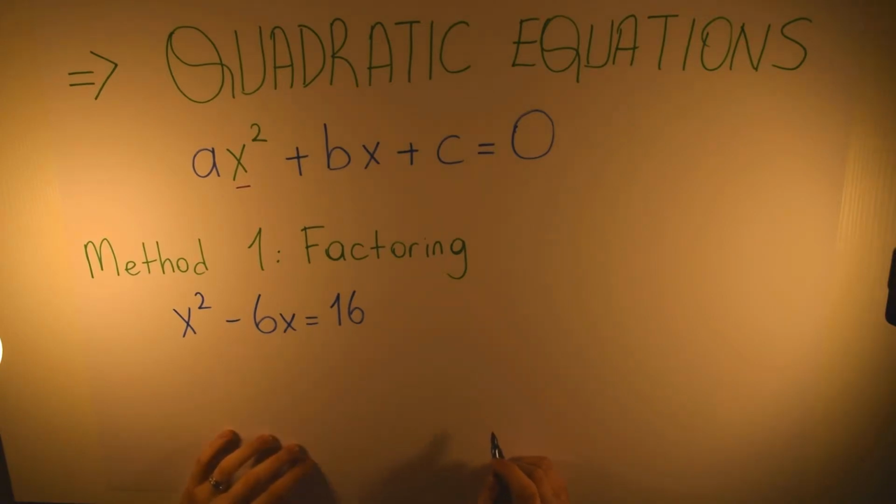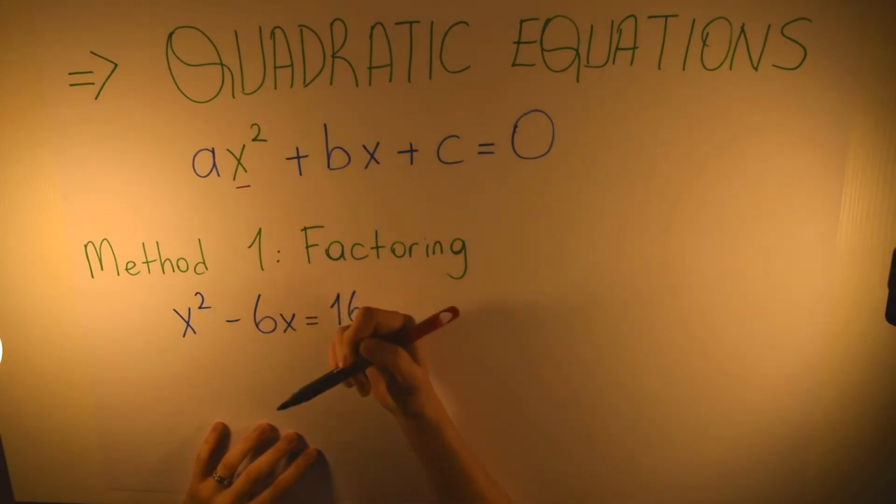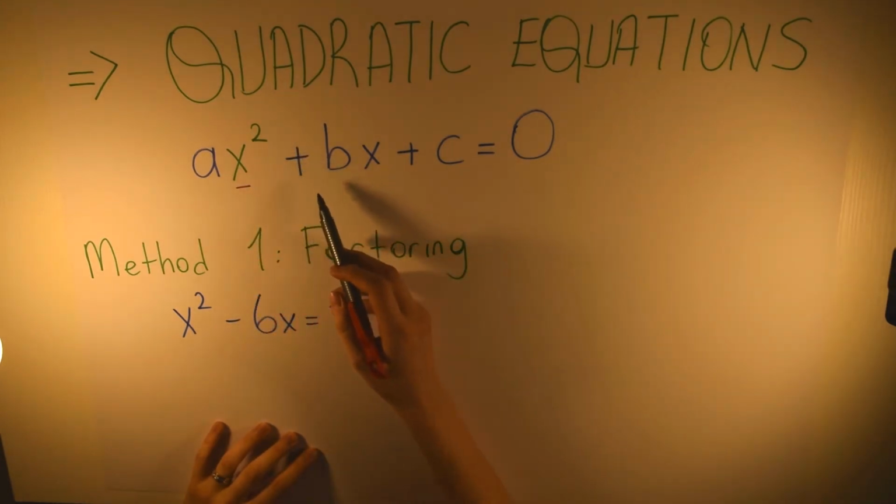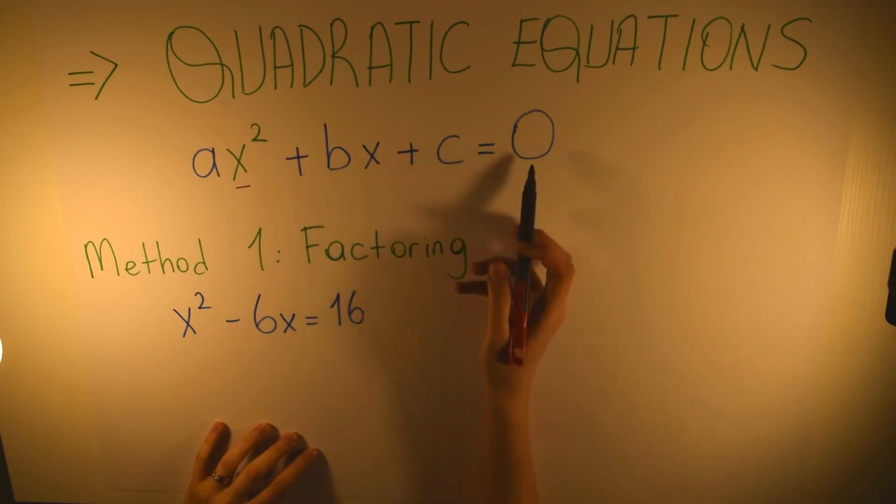Let's continue with our second subject. It's quadratic equations. A quadratic equation is an equation of the second degree, meaning that the highest exponent of this function is 2. The standard form of a quadratic equation looks like this: ax squared plus bx plus c is equal to 0.